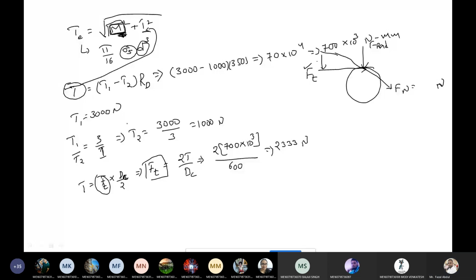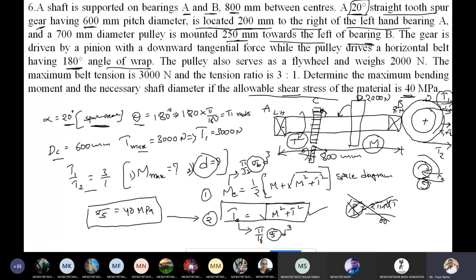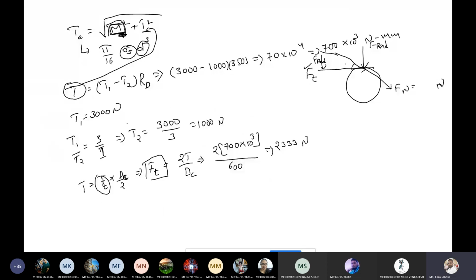This is the radial load. The question gives a 20 degree system of gear, straight teeth. So what is the 20 degrees? That is the pressure angle, 20 degrees, given in the question. So the 20 degrees is going to be used here. You are going to study this topic, design of gears, in the machine design subject.